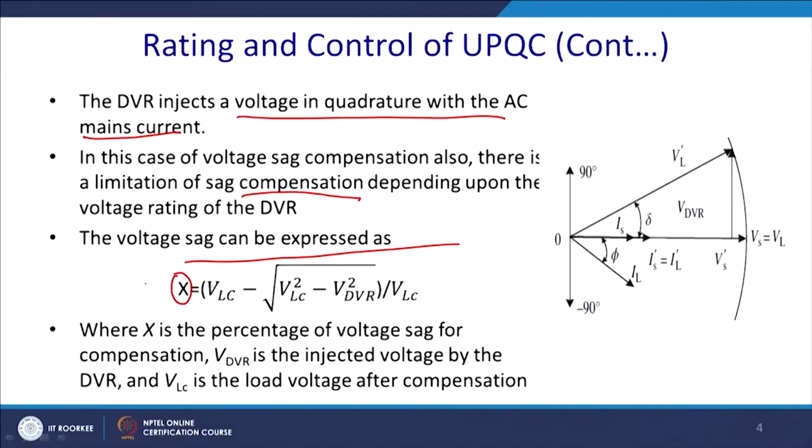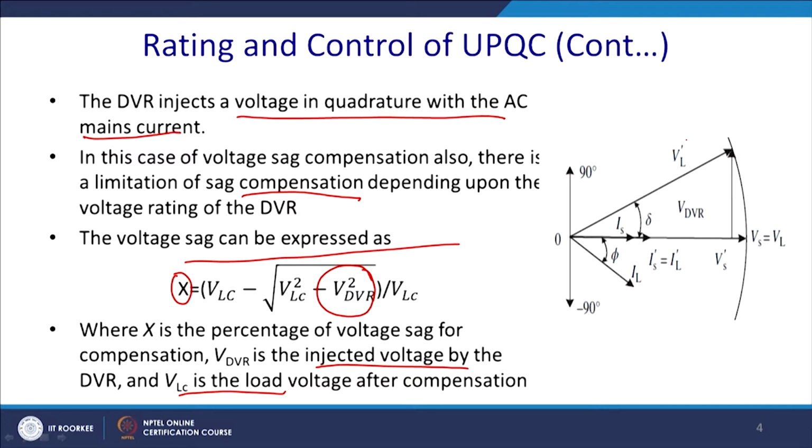So, voltage sags can be expressed in this format. Let us assume that it is X, where X is not impedance, please do not be misled. So, X = (VL - VLC)/VL, where the compensating voltage is VDVR. X represents the voltage sag, VDVR is the voltage injected by the DVR, and VLC is the load voltage after compensation. So, this is the voltage sag.